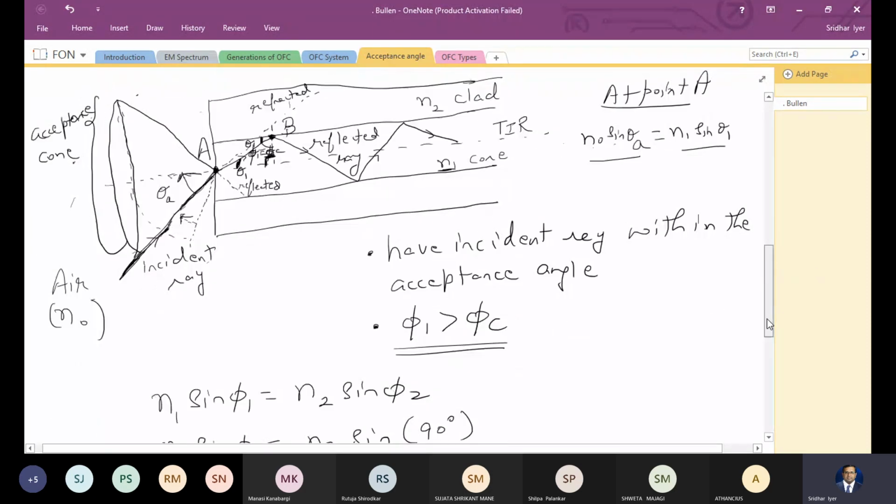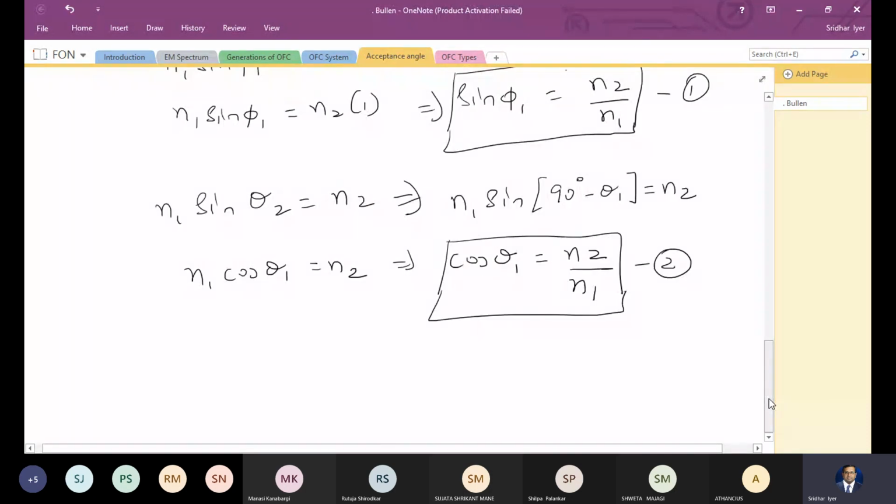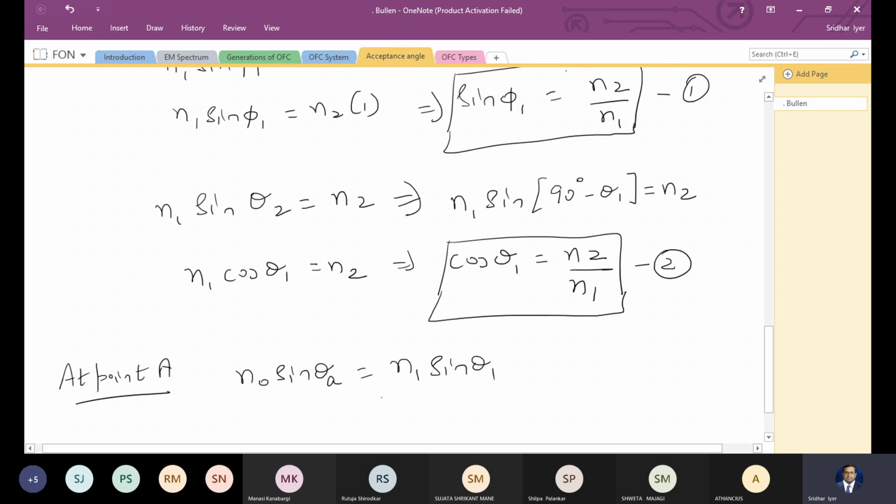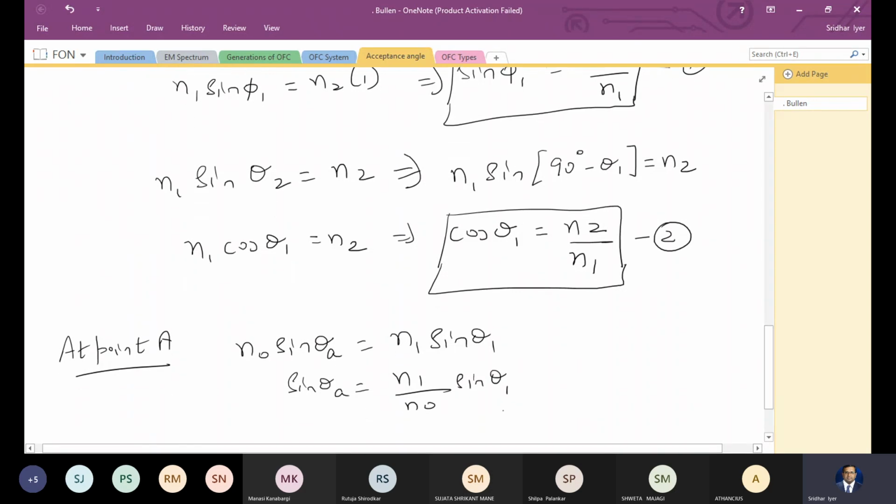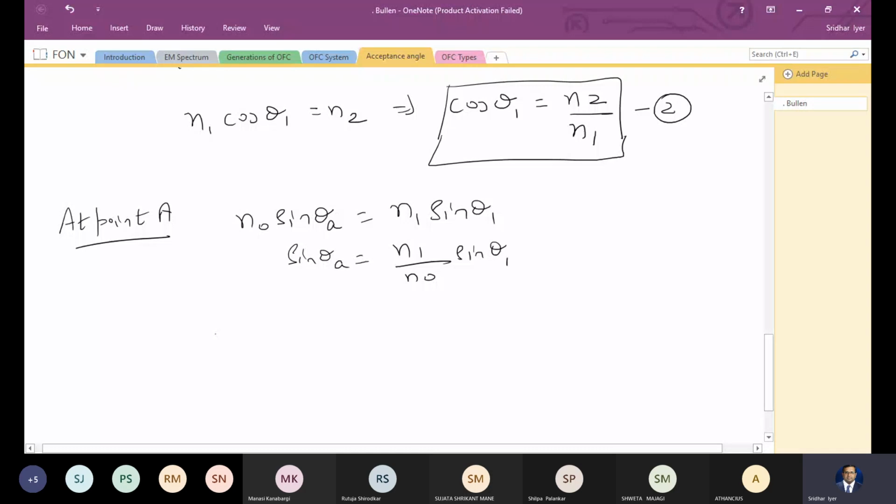Let me rewrite this equation here so that we will have continuity. At point A, you have N0 sine theta A equal to N1 sine theta 1. Therefore, sine theta A is N1 by N0 sine theta 1.